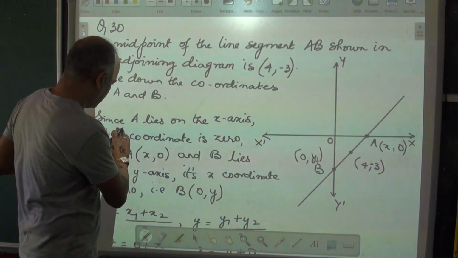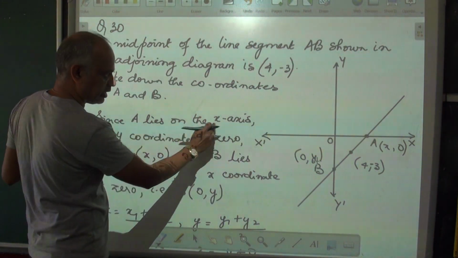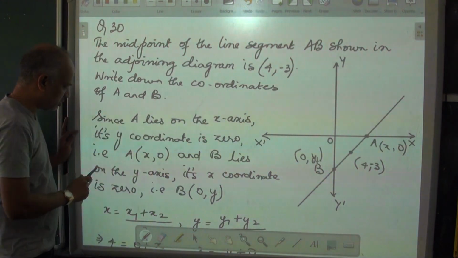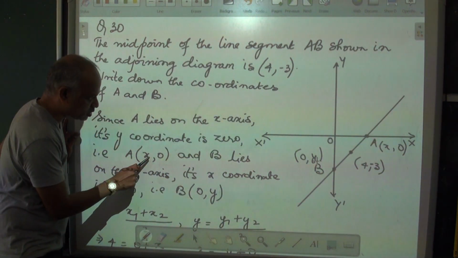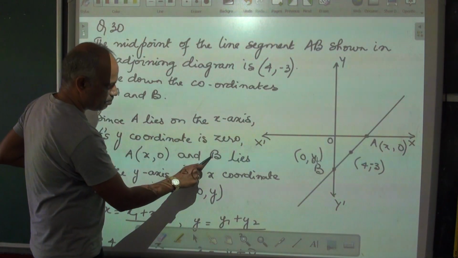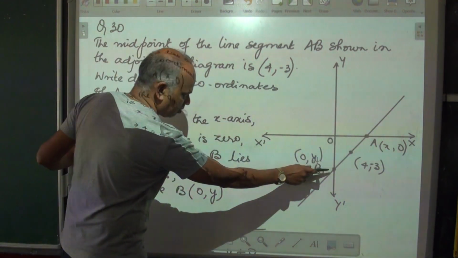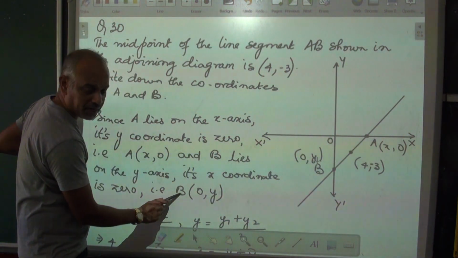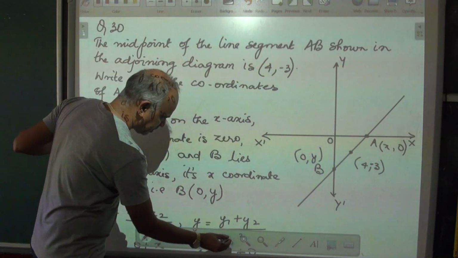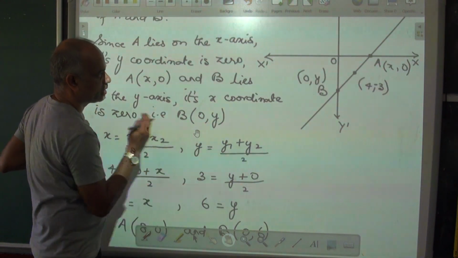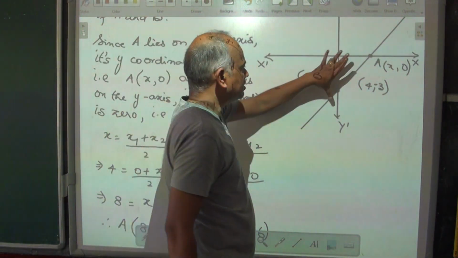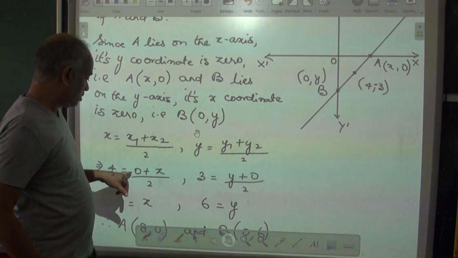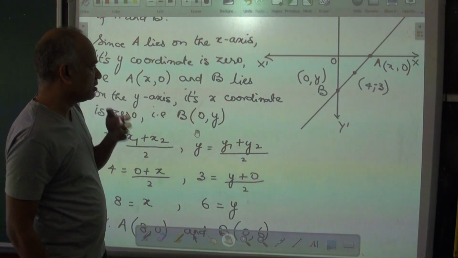Okay, so that's what is written here. Since A lies on the x-axis, its y coordinate is 0. That is, A's coordinates are (x, 0). And B lies on the y-axis, therefore its x coordinate is 0. That is, B's coordinates are (0, y). And this is the line segment. So you know A, you know B. So you need to substitute.